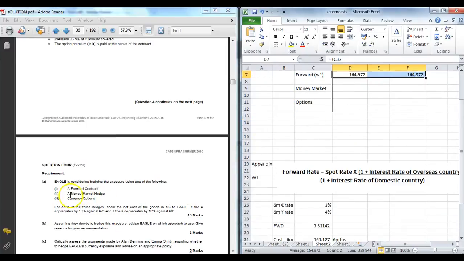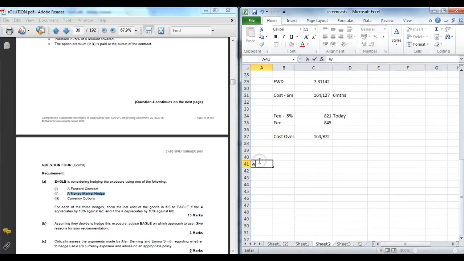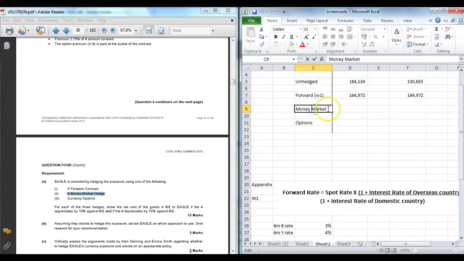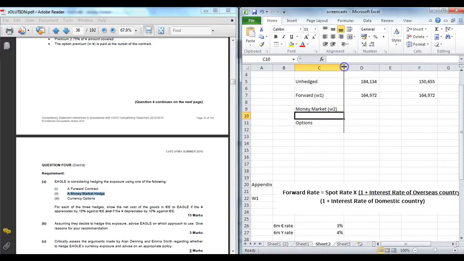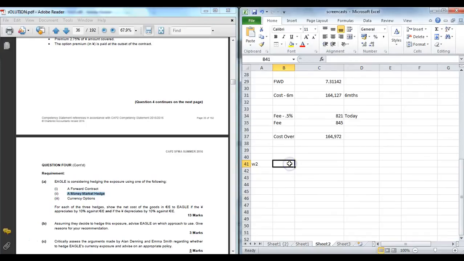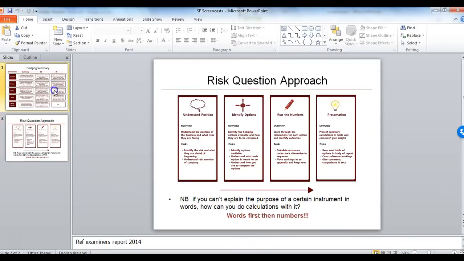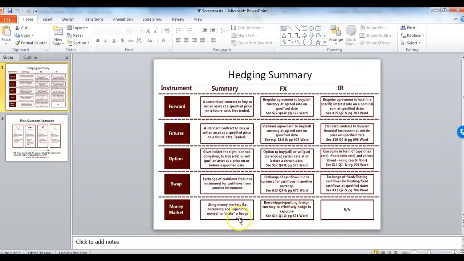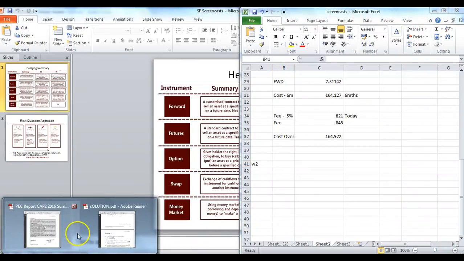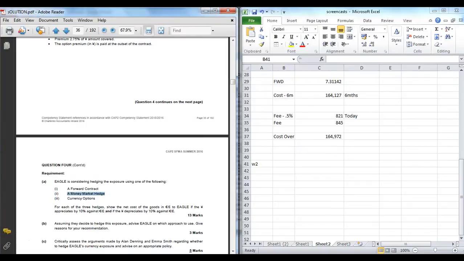The next one we're going to look at now is a money market hedge. So we'll do working 2, money market, and put in here working 2 so the examiner can see where it's coming from. What a money market is, you can only have a money market for foreign exchange. It's where essentially instead of going directly to a bank to set up a forward rate, you can create one by borrowing and lending money in different currencies.